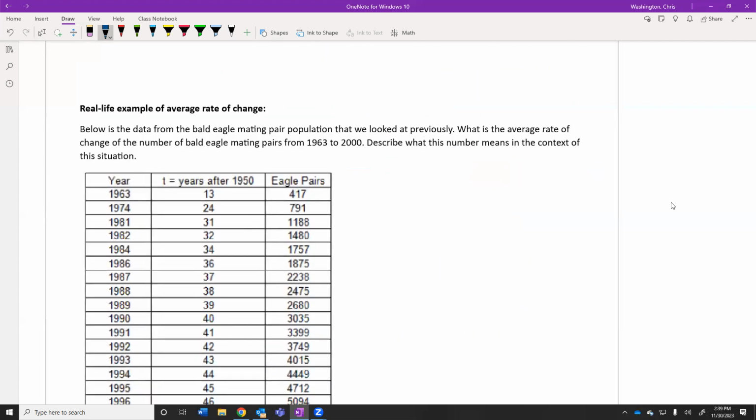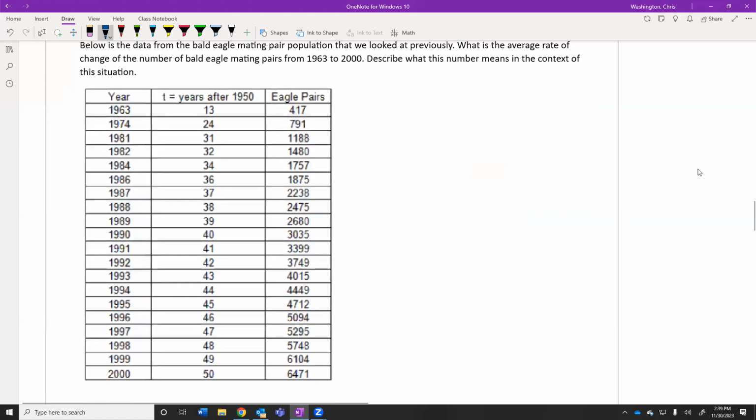All right, since we're looking at tables, let's drop down and look at the real life example. This is actual real life data. We looked at it before when we did quadratic regression on Desmos. And we want to know what is the average rate of change of the number of bald eagle mating pairs from 1963. So 1963 is going to be our X1 to 2000. And 2000 is going to be our X2.